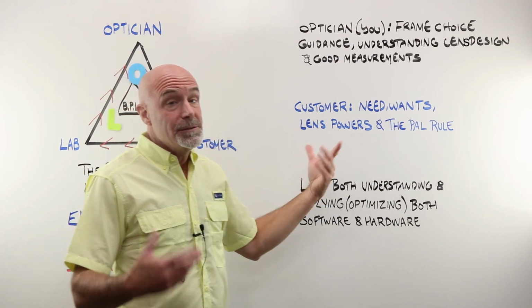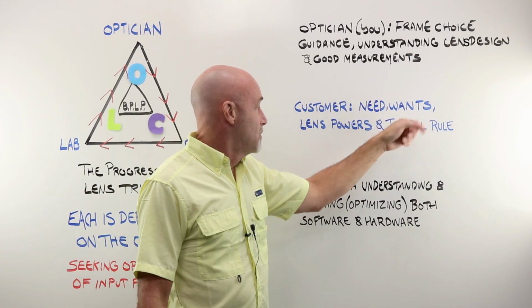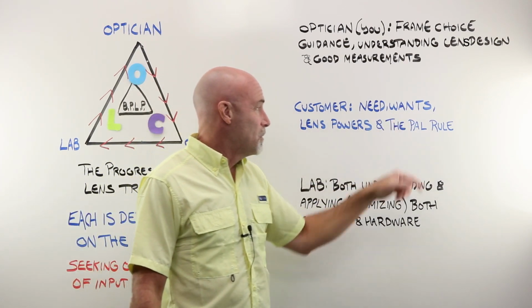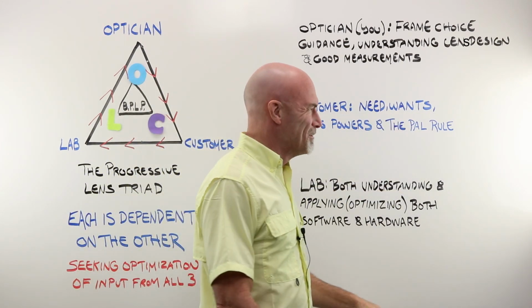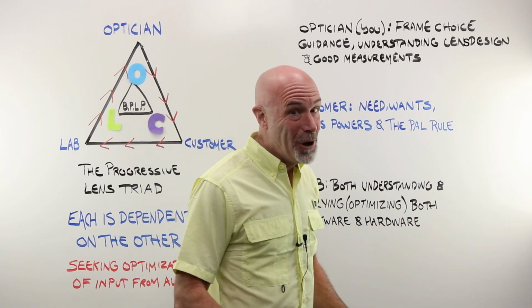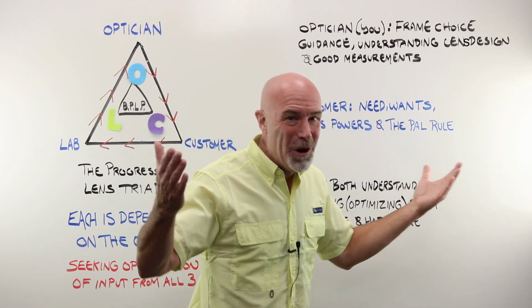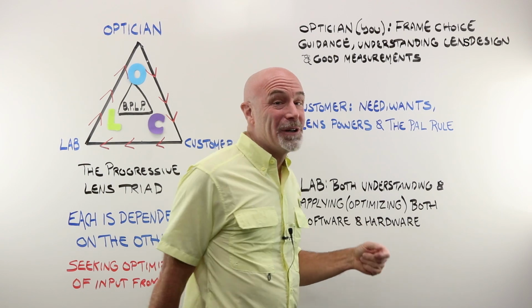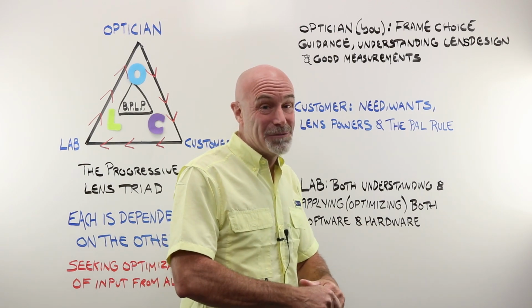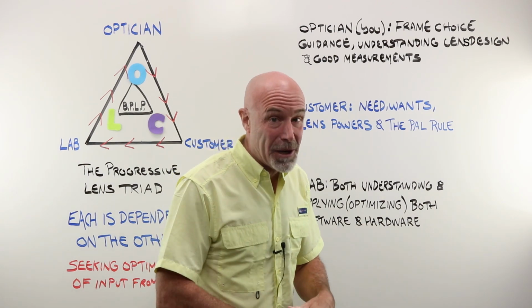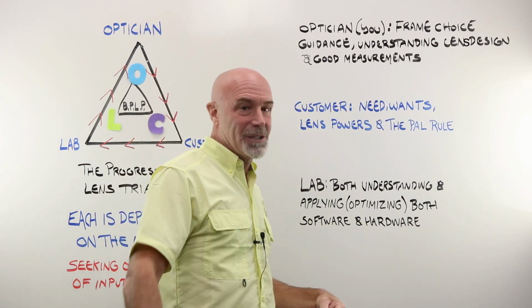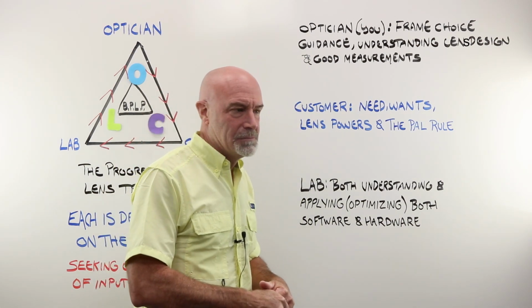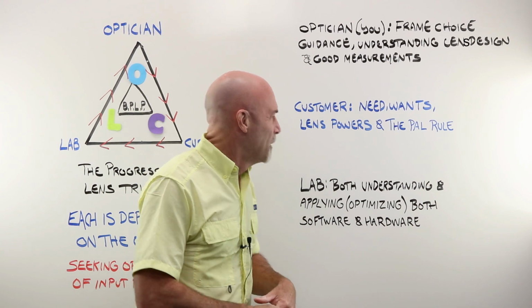Customers, setting expectations, needs versus wants, lens powers, and of course the PAL rule, the progressive addition lens rule, which is what? Repeat it with me one more time. As power increases anywhere in a progressive lens, the sphere, the cylinder, or the add power, the overall distortion throughout the entire lens increases with it. You should know that by now.